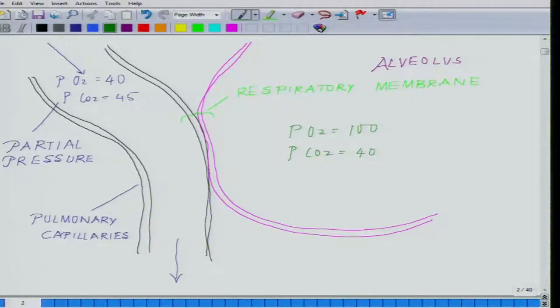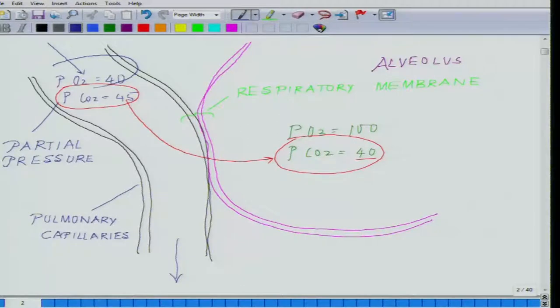So, if you now compare these values, here I am comparing PCO2 out here and PCO2 here. By the gradient, carbon dioxide will move to this side, because the partial pressure of carbon dioxide in the alveolus is 40 and the partial pressure here is 45. And by the same token, on the other side, what will happen? Here you see partial pressure of oxygen is 40 inside the capillaries and partial pressure of oxygen in the alveolus is 100. So, automatically this oxygen will move into the capillaries. So, this is how the external respiration is taking place.